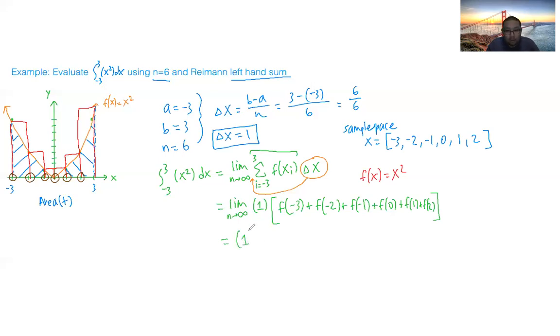When you do this, you're going to end up with 1, because that's what delta x is, times the stuff inside, which will end up being 55. And so your final answer, or the approximate area under the curve x squared on the interval from -3 to +3, considering 6 subintervals and a left-hand sum, is going to be 55.